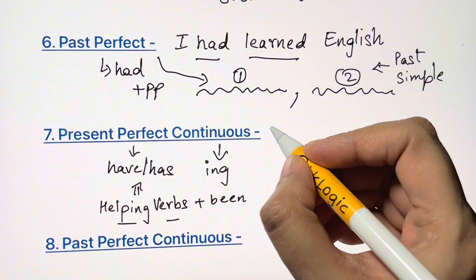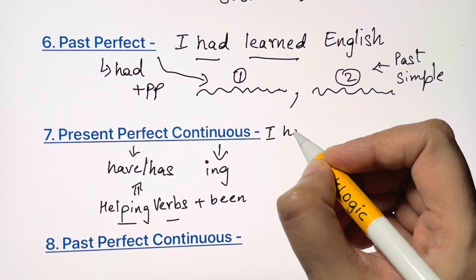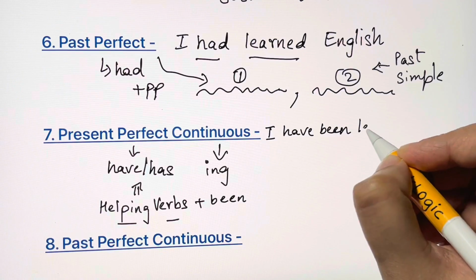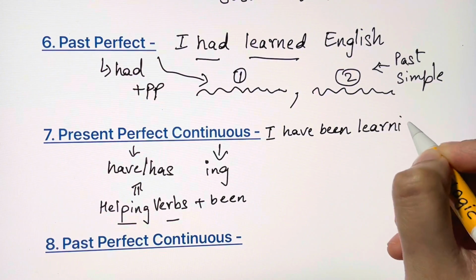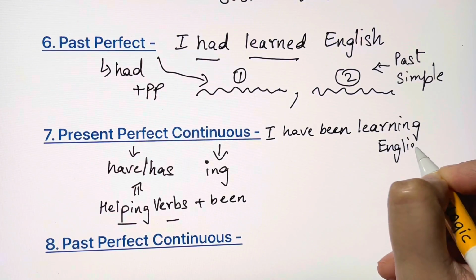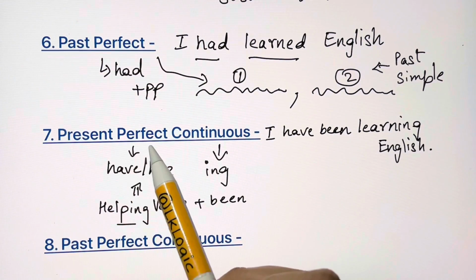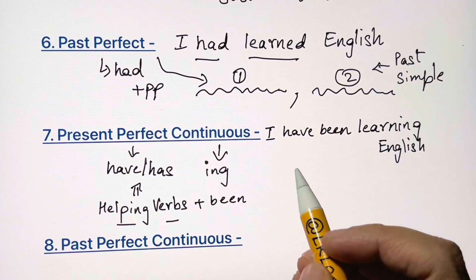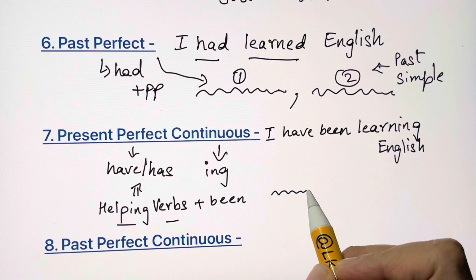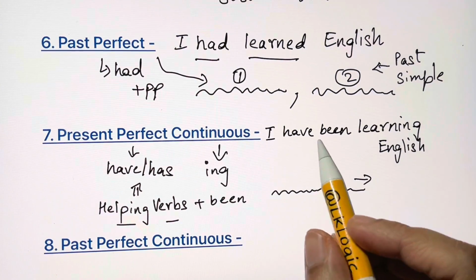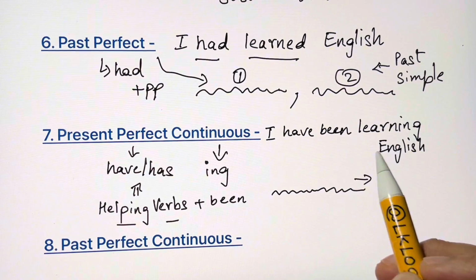So what's the sentence? I have been learning English. So where is present perfect continuous used? It is used in a sentence to indicate an action that started in the recent past and is still continuing in the present. For example, I have been learning English for a week.